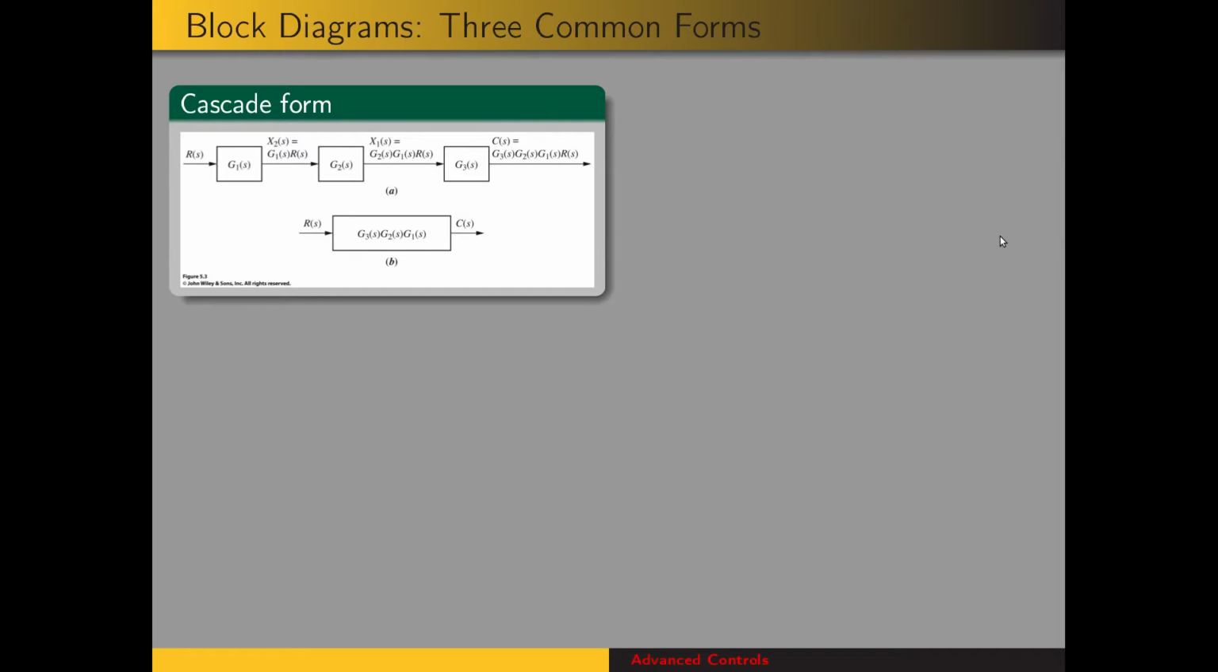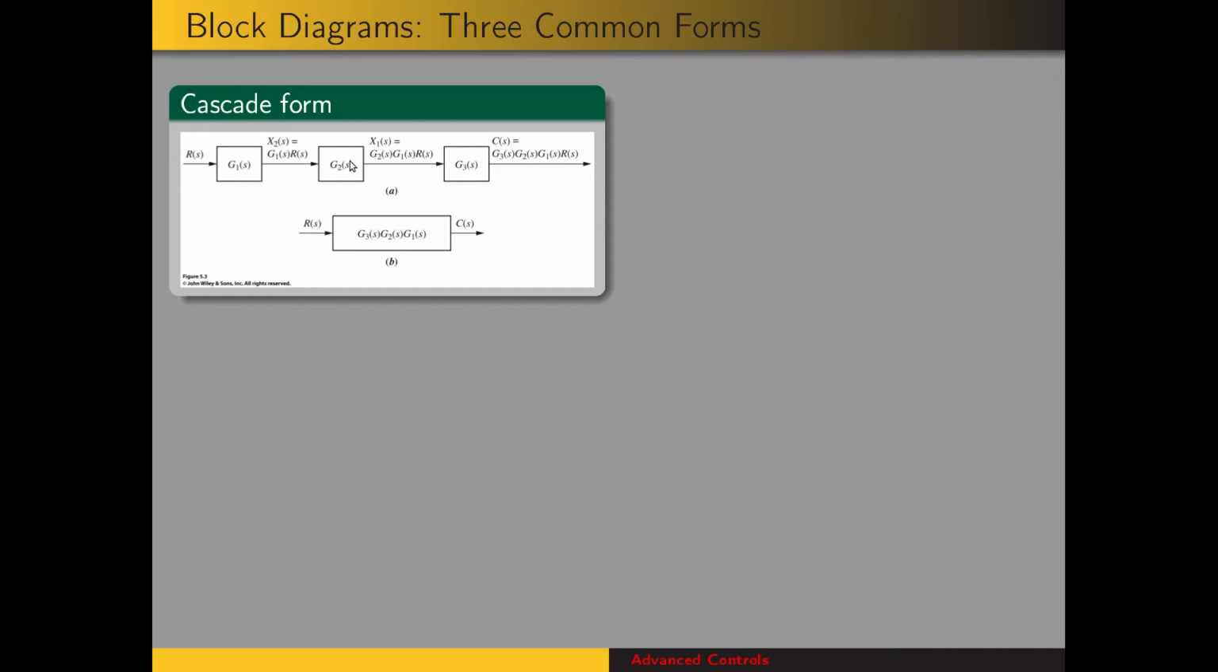If we're going to be working with transfer functions, we'll see a lot of block diagrams. Block diagrams are a visual way of representing an entire system. And there are three common forms that you'll see in block diagrams that can be reduced to a simpler form. The first is cascade form, where we have one transfer function after another.